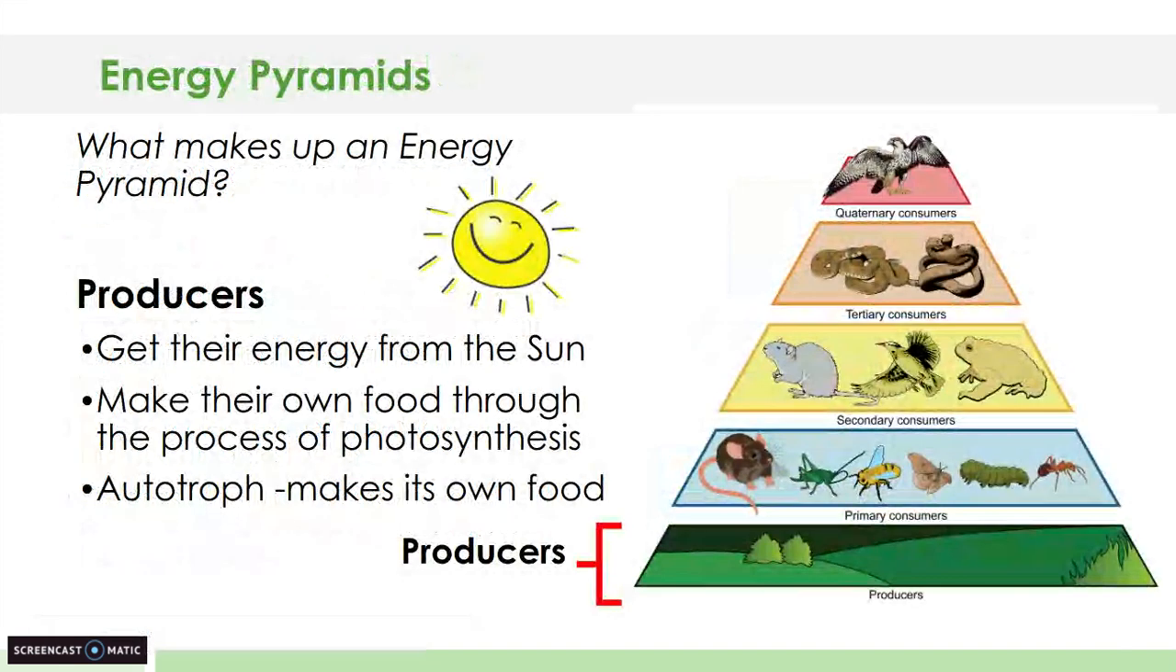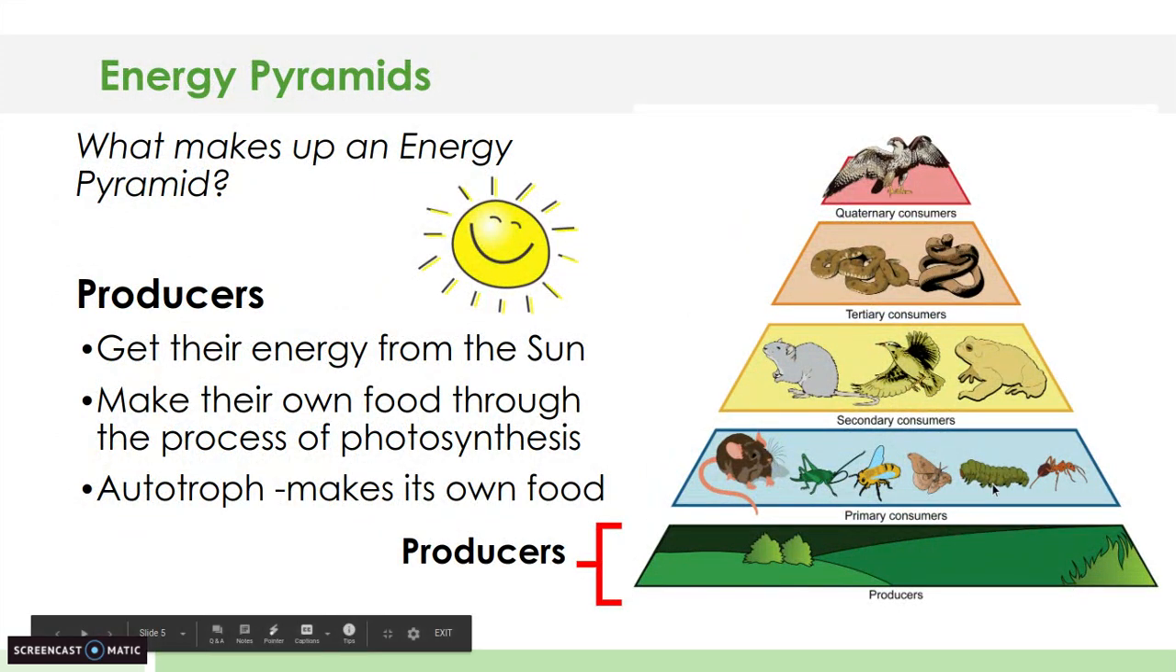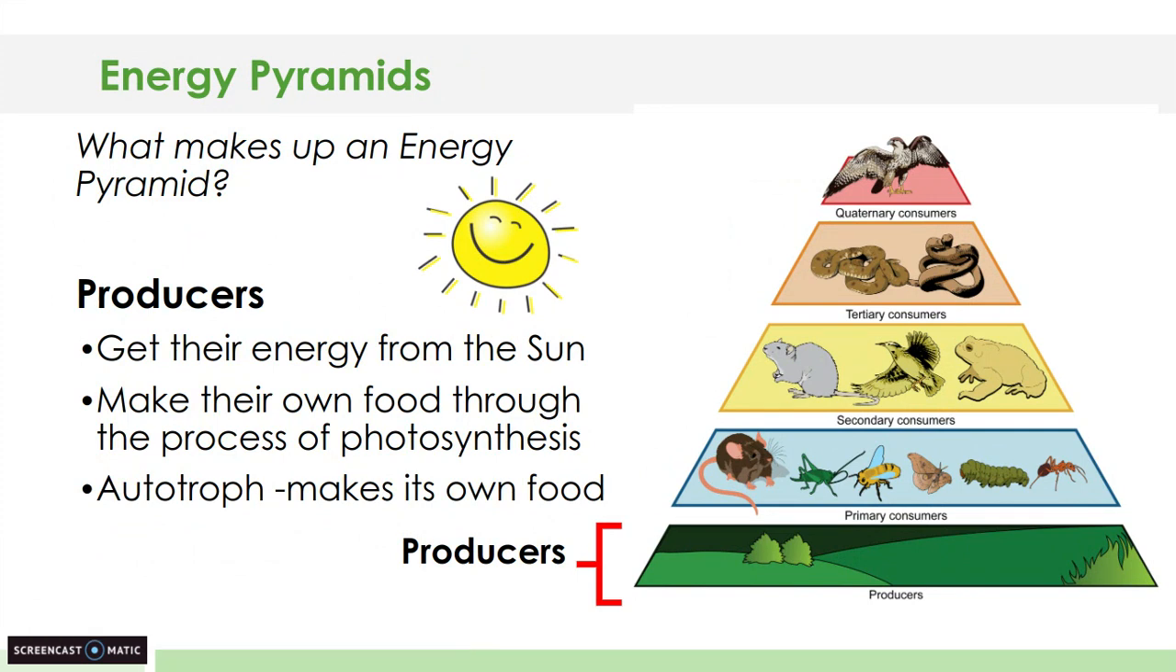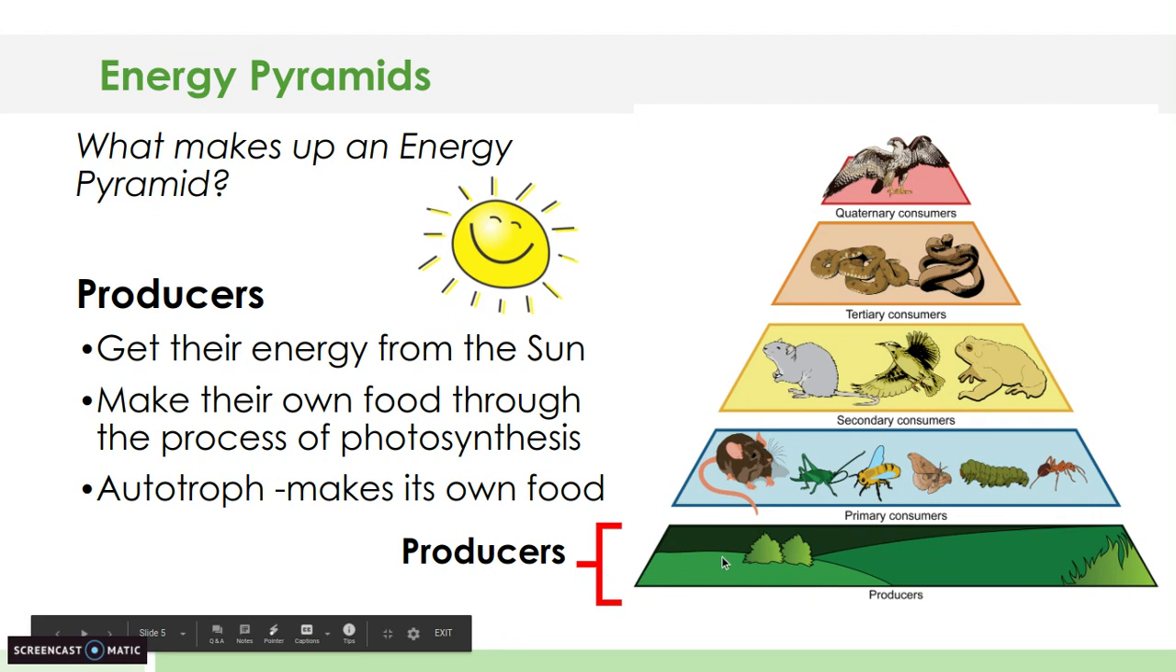So what makes up an energy pyramid? Well, here at the very bottom, at the base of the pyramid, we have producers. Producers get their energy from the sun. They make their own food through the process of photosynthesis. All right, they take in carbon dioxide, sunlight, and water, and produce glucose and oxygen. And we call these autotrophs, which basically means that they make their own food. All right, so here we have producers.